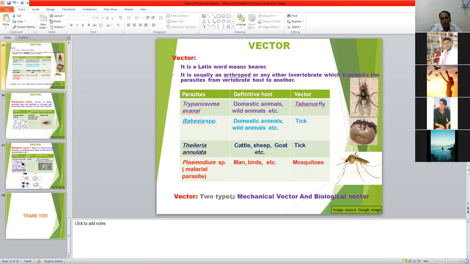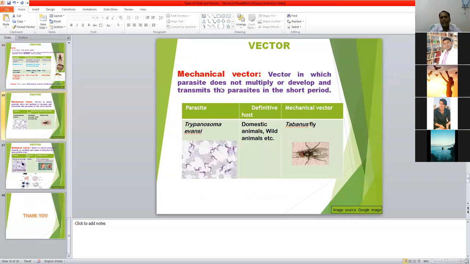Vectors are divided into two types: mechanical vector and biological vector. A mechanical vector, as the name indicates, is one in which the parasite does not multiply or develop, and the vector simply transmits the parasite in a short period, meaning no development of the parasite occurs inside the vector.